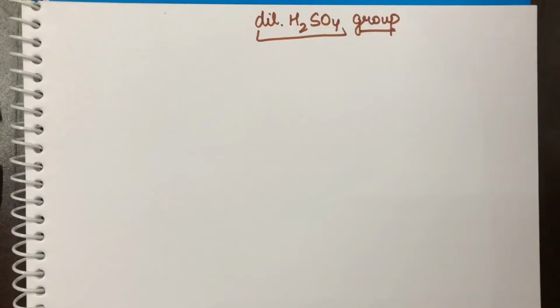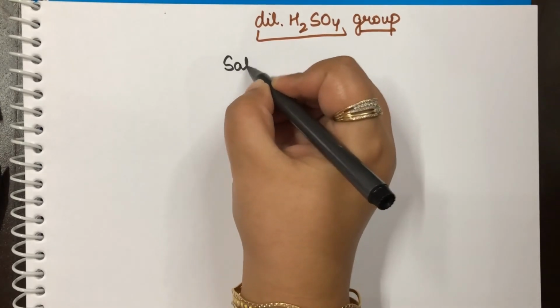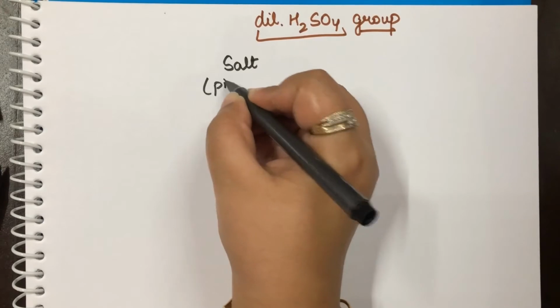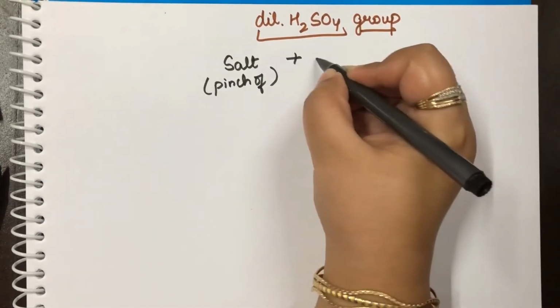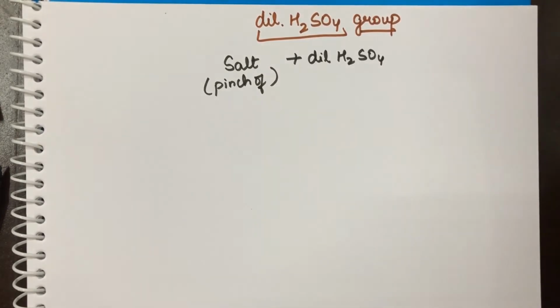Okay, now let's start with the very first group, which is the dilute H2SO4 group. So what are we going to do here? We will take a pinch of salt in the test tube, and let me write it because it is a micro analysis. A pinch of salt plus you will add, let's say, 1 ml of dilute H2SO4 to it. And now you are going to observe what happens once you add dilute H2SO4 to it.